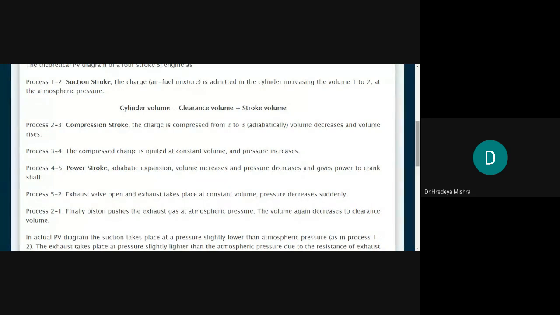The SI engine, on the other hand, we also call the petrol engine, the engine which is run by petrol. And CI engine means compression ignition engine, and on the other hand, we can call it the diesel engine, the engine which is run by diesel.